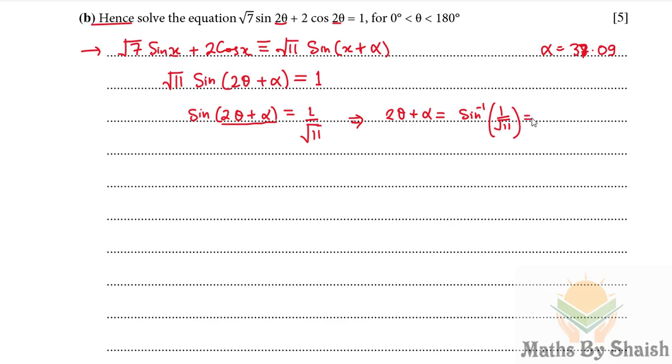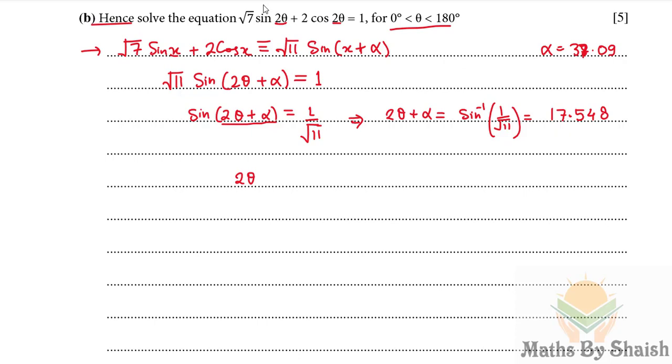Sine inverse of 1 over root 11 is 17.5484, so I'll write it to 3 decimal places, 17.548 degrees for now. And next, in the sine, the next angle we need to calculate up to 180, so we can think of another angle as well for the time being.